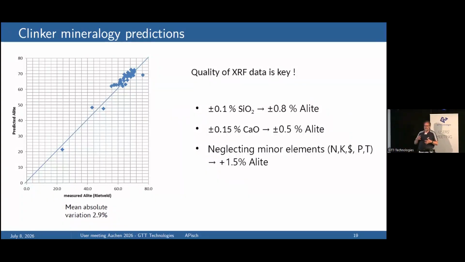Be aware that probably your underlying chemical composition is not good enough, or be assured that the chemical composition is good enough. 1500 ppm in lime also gives you 0.5% in alite. And if you neglect minor elements, in some plants they do not measure sodium, potassium, sulfur, phosphorus, and titanium, that can give you an uncertainty of plus minus 1.5. So you really need to take into account all of them.